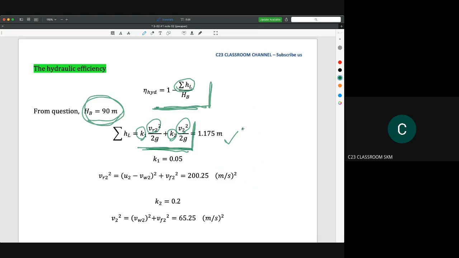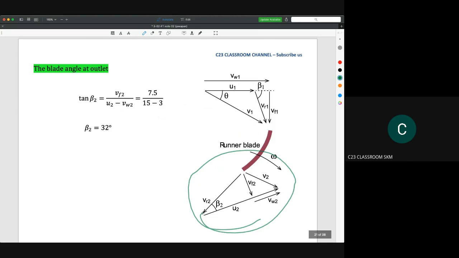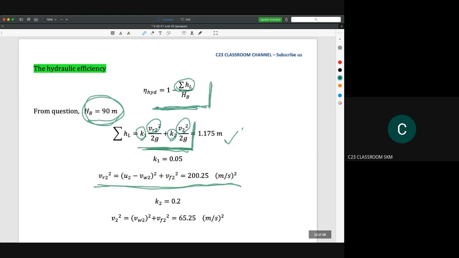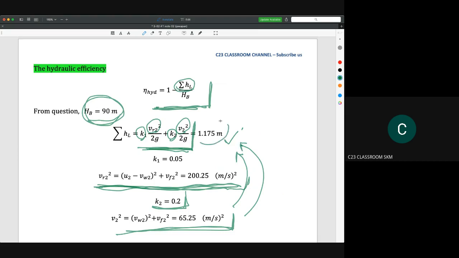From the velocity triangle, I think you know where to find this one. You just see the velocity triangle at the outlet here. We could have the trigonometry equation like this, which is equal to 225 if you substitute the value. The K here is 0.02 and the V2 is 65.25. So we could substitute everything into this equation, and then you will get 1.175 meter per second.